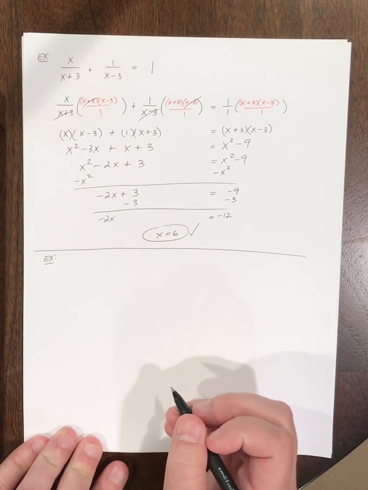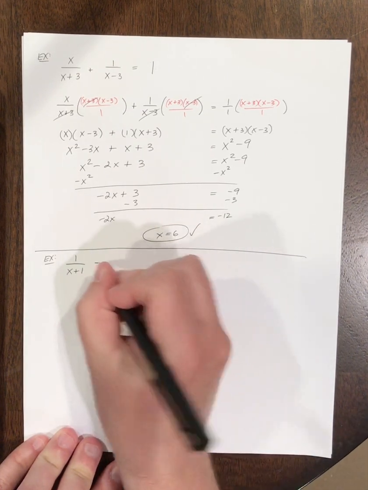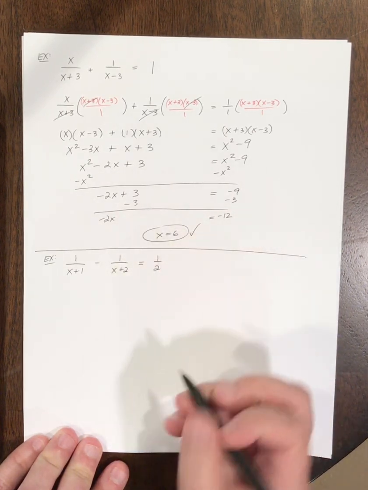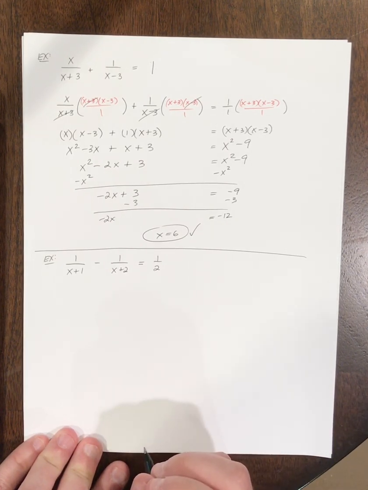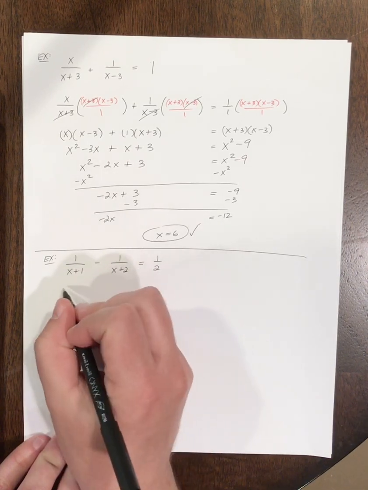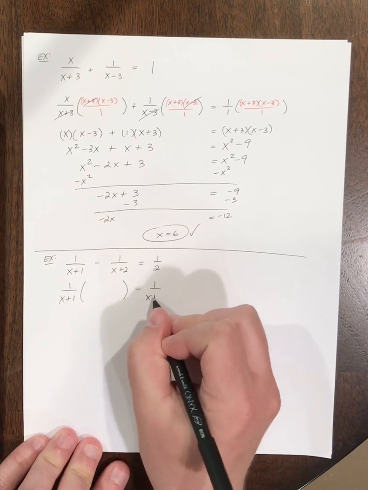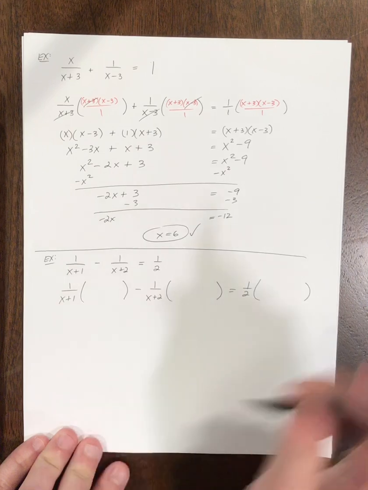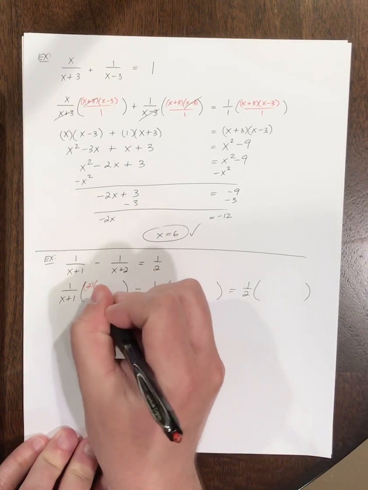One more here of this type. And again, you should probably pause the video here and try this one on your own. All right, so 1 over x plus 1 minus 1 over x plus 2 equals a half. You pause the video and try it. Remember, write everything out with empty parentheses next to each term. The LCD for this problem would be x plus 1 times x plus 2 times 2. So that's actually all of them. I'll put the 2 in front.